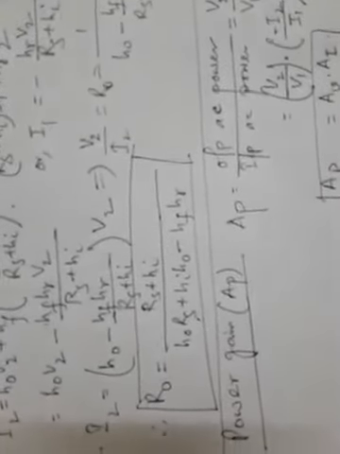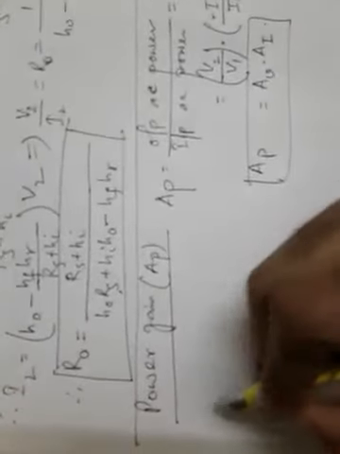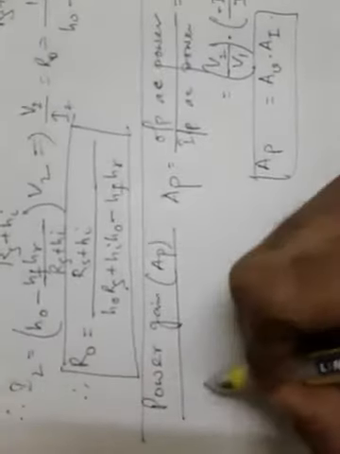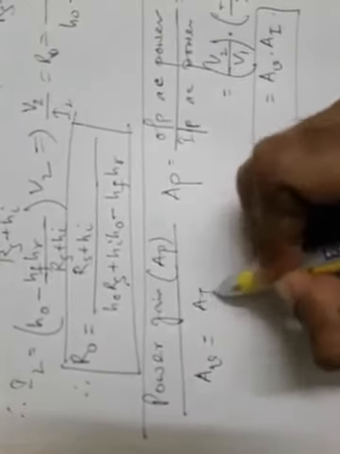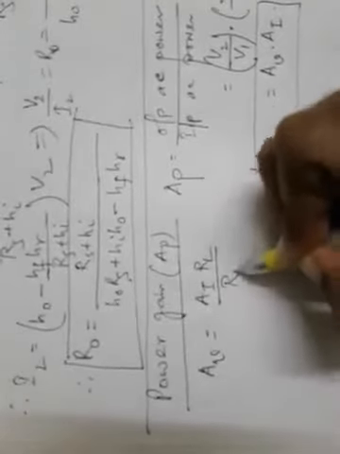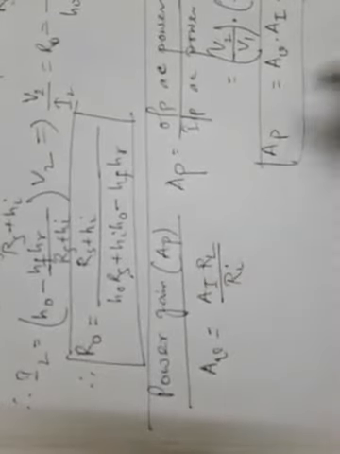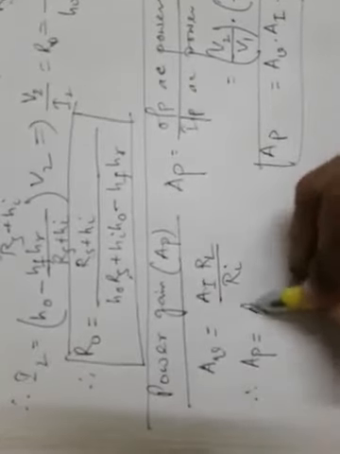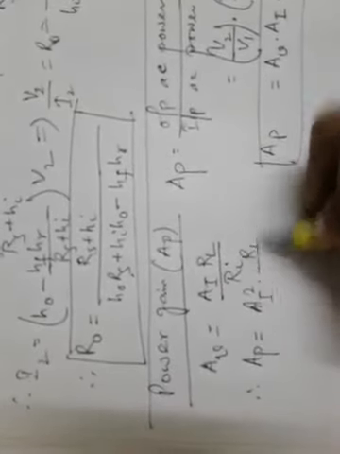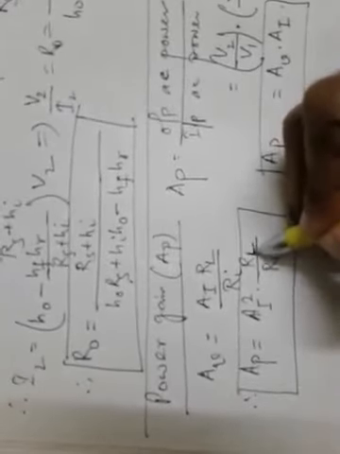And also, there is a relation between AV and AI. The relation was found previously: AV was found to be equal to AI into RL by RI. We had found this previously. So put in place of AV this value. So therefore AP should be equal to AI square into RL by RI. So this is another way of representing the power gain in terms of RL and RI and the current gain.